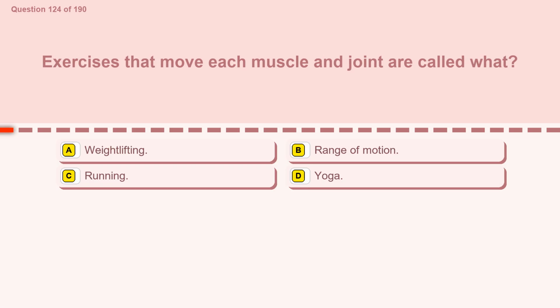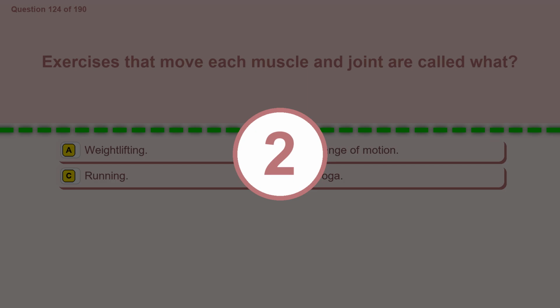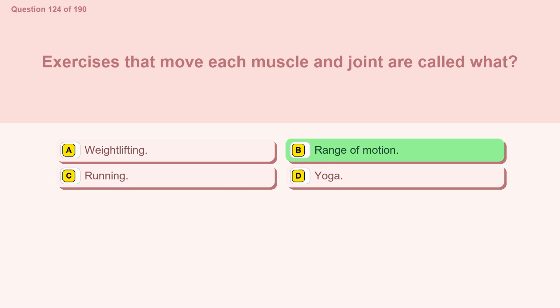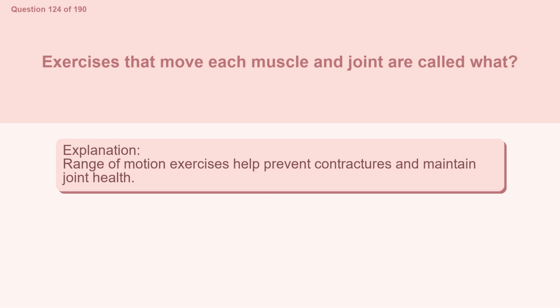Question 124. Exercises that move each muscle and joint are called what? Option A, weightlifting. Option B, range of motion. Option C, running. Option D, yoga. The correct answer is option B, range of motion. Range of motion exercises help prevent contractures and maintain joint health.